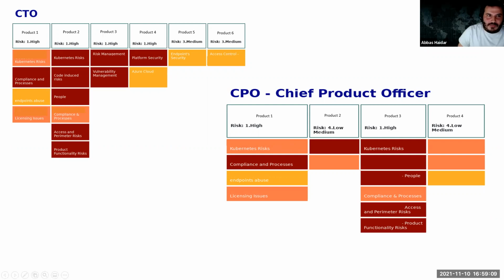So for every product we have, if it is using Kubernetes, you're going to have a Kubernetes risk. You can have code-induced risk, you can have people risk, you can have compliance process risk. We've categorized all of this, and you can find it across different products. So it's fair to say we can. If I may go on.